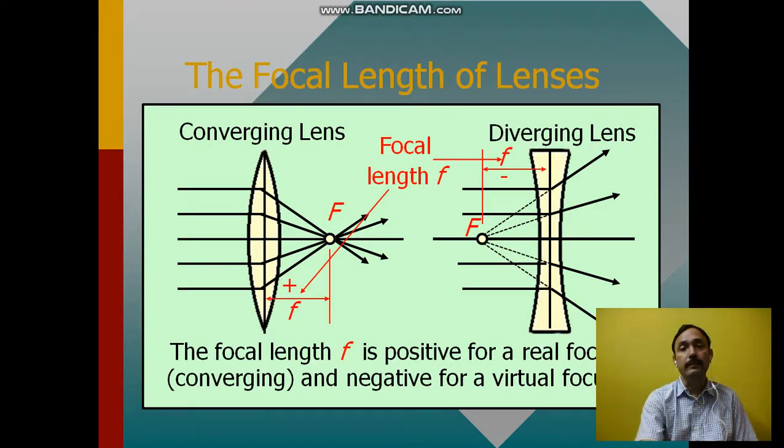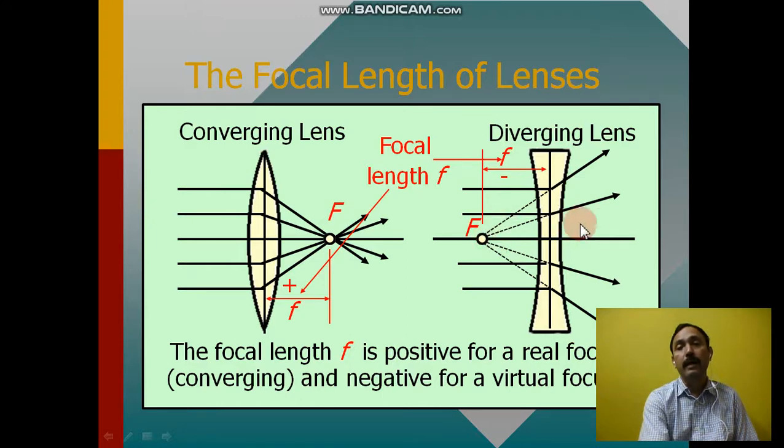Focal length of the lenses. So the point F from the optical axis, the distance of F from the optical axis is f, and here it is plus f. If our eye is along this direction, then it is plus f. But here for diverging lens, this distance f is minus f, as it is produced behind that lens.